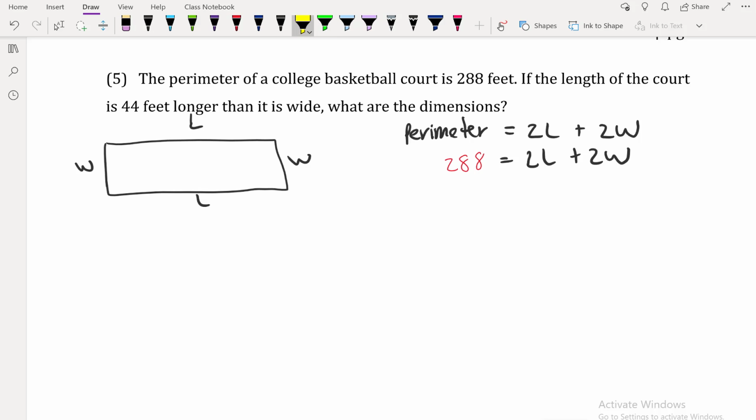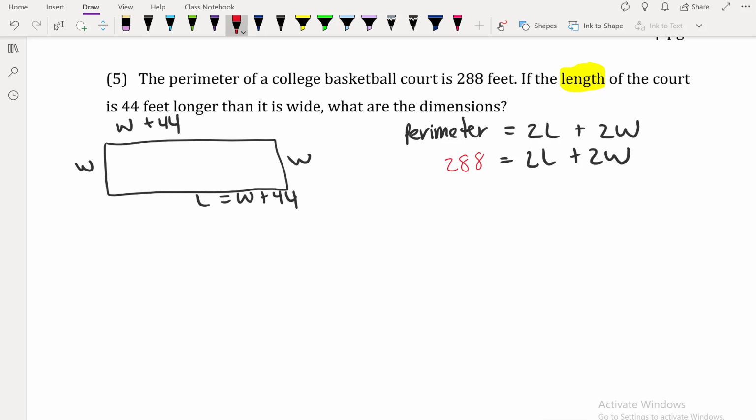It also says that the length of the court is 44 feet longer than it is wide. So in reference, this is the width. So the length is going to be 44 more than the width. So the length is equal to W plus 44.